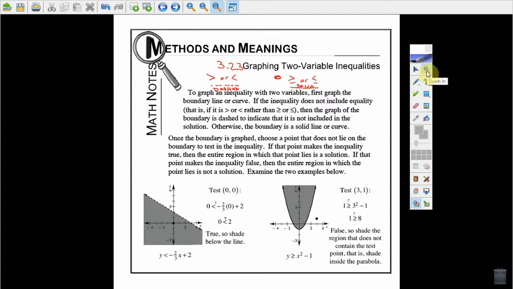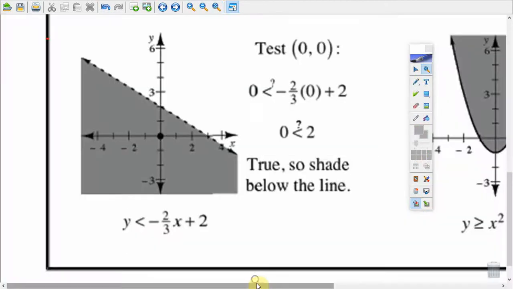I would recommend doing what they've done here in the first one, and anytime that it is possible, test 0, 0, because 0, 0 is a nice, easy point. So we started off down here with y is less than negative 2/3 x plus 2. We considered it as equal to negative 2/3 x plus 2. That gives us a y-intercept of 2 and a slope of down 2 over 3. We see that this is less than, does not have an equal sign, so we did a dashed line.